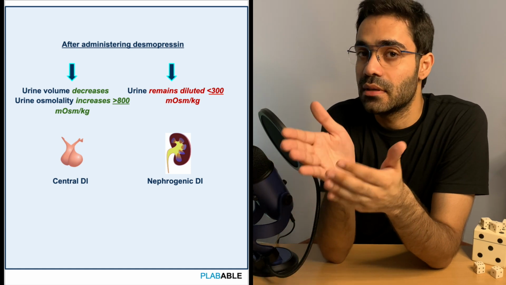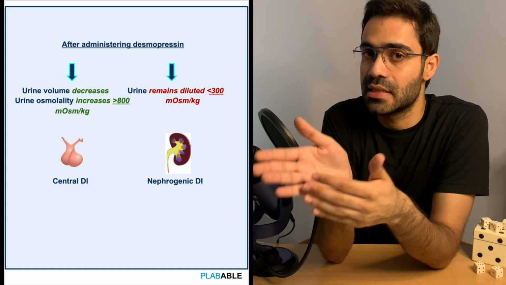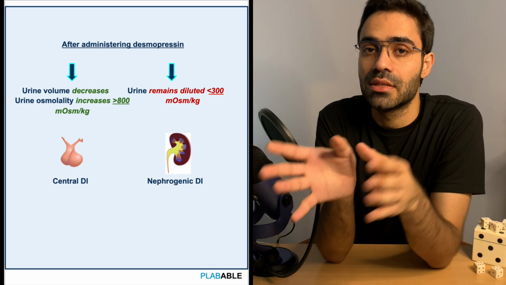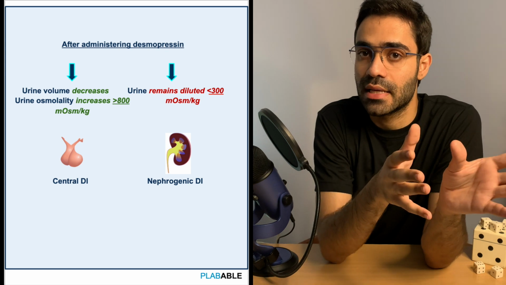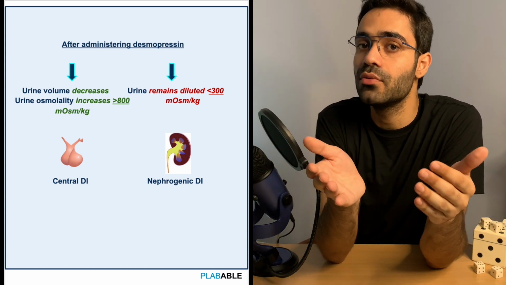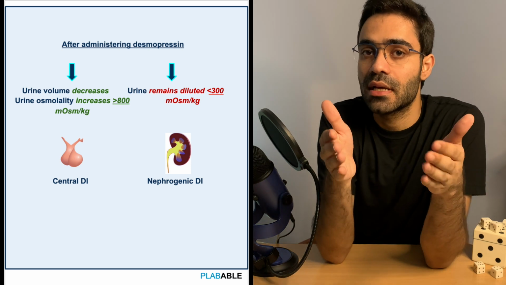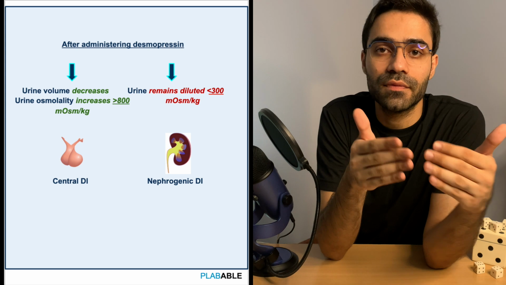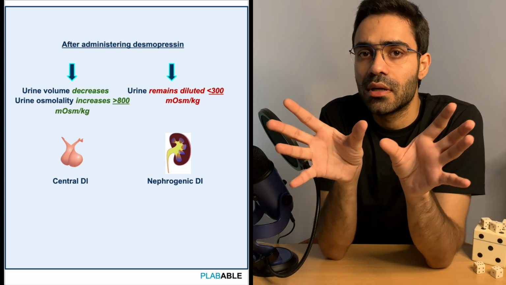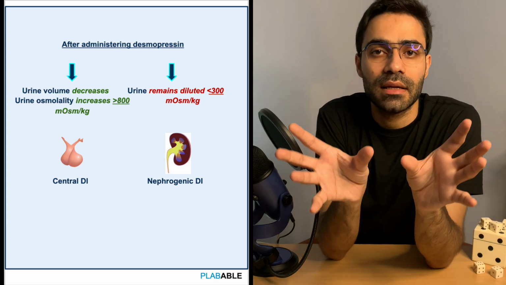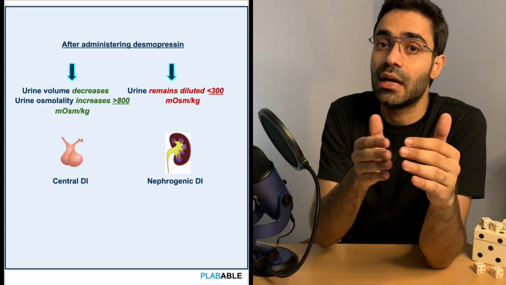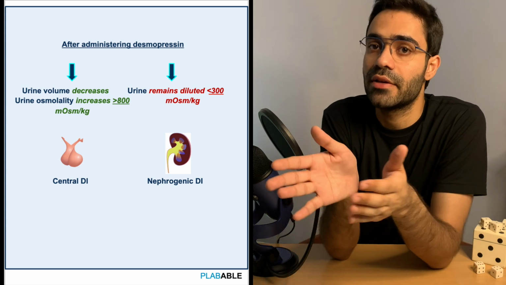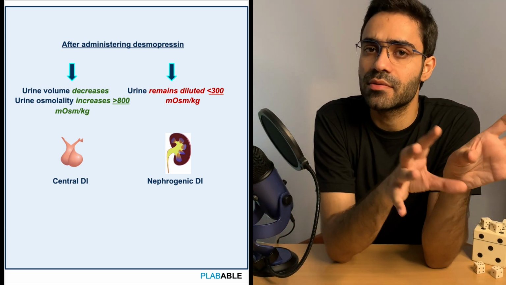But if due to some reason, as in nephrogenic diabetes insipidus, the receptors are not able to function properly, this desmopressin which we have given from outside is not able to act on the kidney and is not able to conserve water. So the patient continues to pass a large amount of diluted urine. So in a nutshell, if you give desmopressin, and the patient, even after giving desmopressin, continues to pass a large amount of diluted urine, the patient has nephrogenic diabetes insipidus, because the desmopressin has not acted on the receptors.